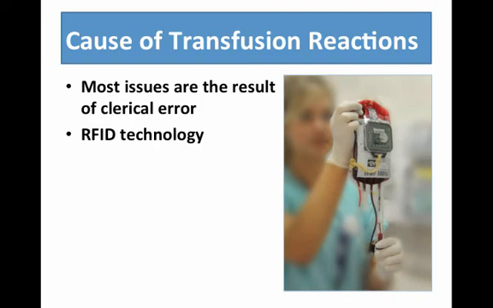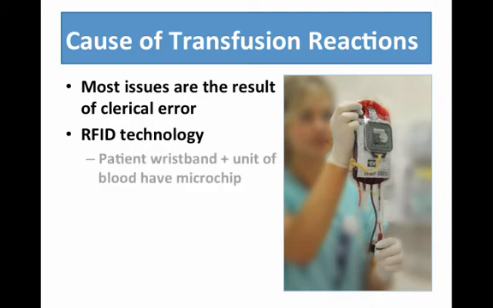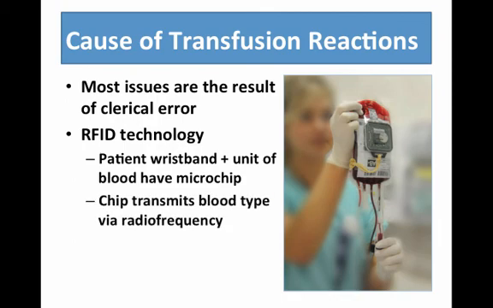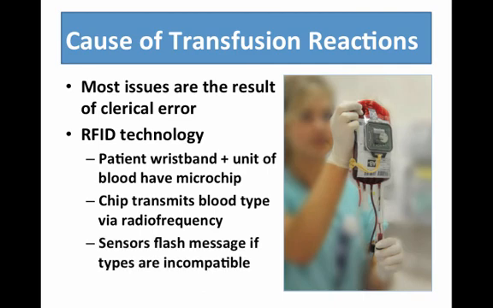And what happens, as you can see in the picture, is you have microchips that will allow the patient and the blood to be matched together, and if they don't match, you'll get a signal saying they don't match. So you have a patient with a wristband and a unit of blood, both with a microchip in them or on them. The chip will be able to transmit the blood type from the blood bag or from the patient via radio frequency. If there is a mismatch, there will be a message that flashes up and tells you that this is an incompatible unit of blood and that you shouldn't continue.